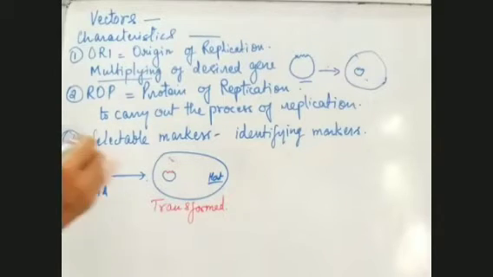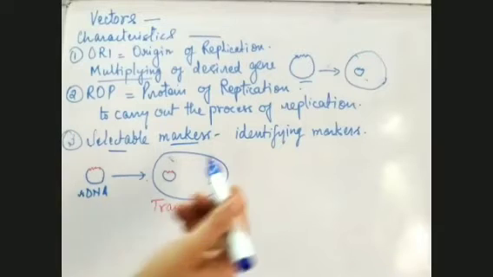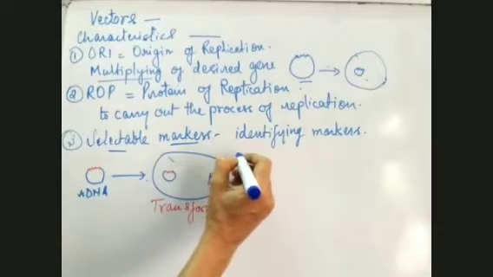For that, there are some selectable markers. These selectable markers are special markers which, by some reaction or some change in color, will tell us that yes, the gene is inside this. Okay, so these selectable markers are of two types.